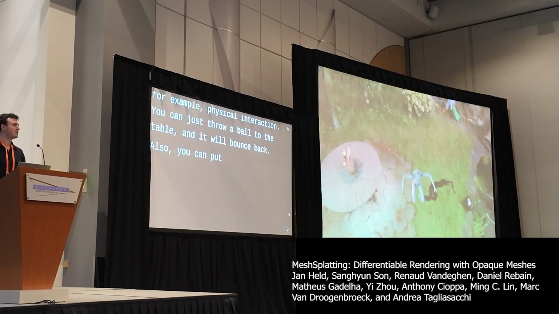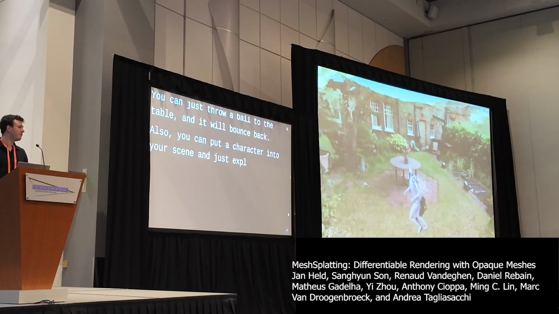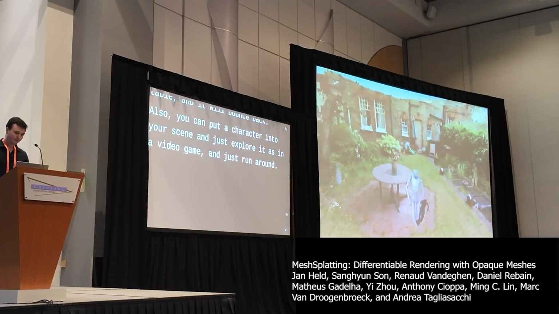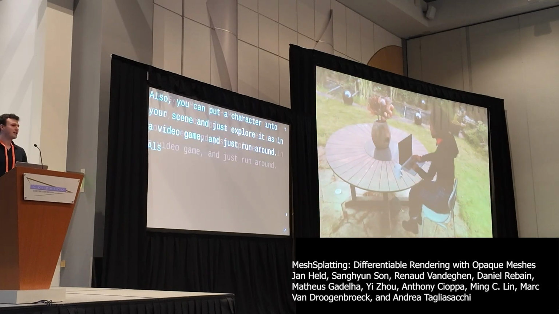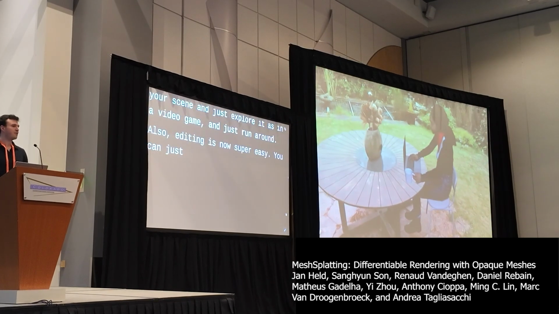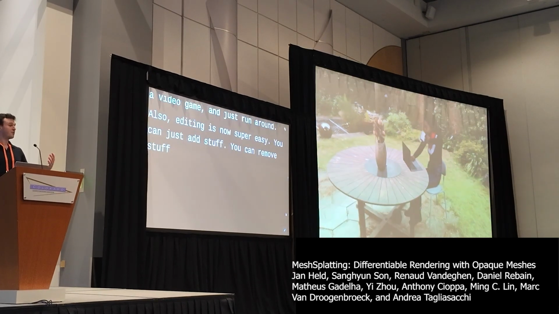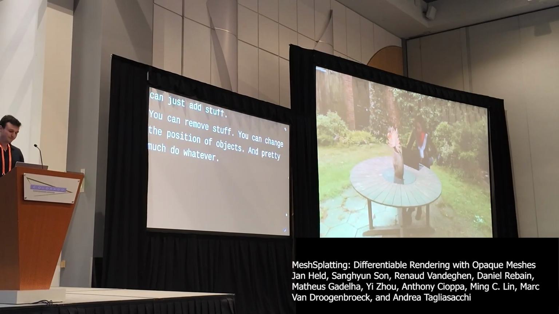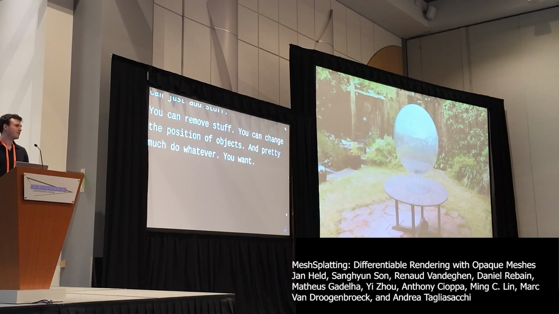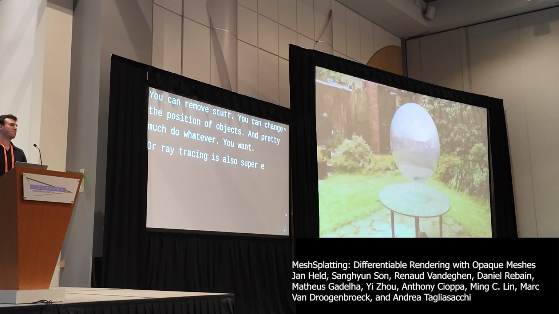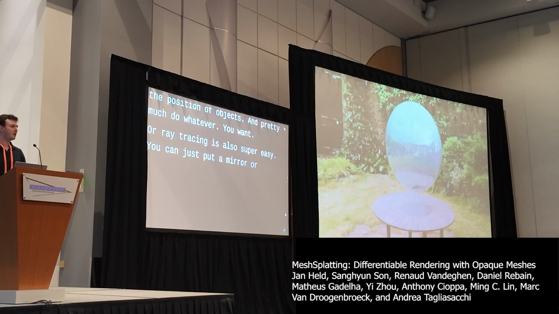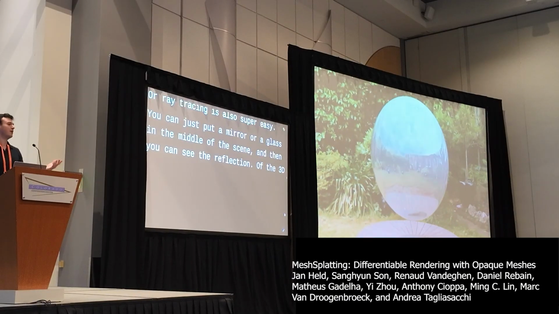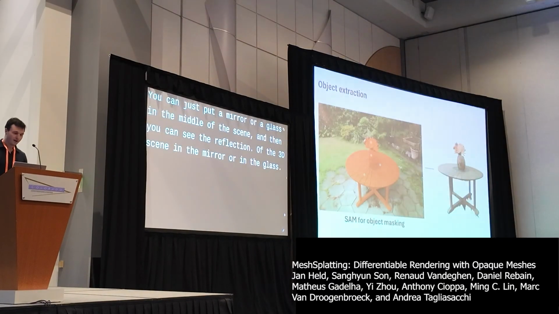Also, you can put a character into the scene, explore it as in a video game, and just run around. Editing is now super easy. You can add stuff, remove stuff, change the position of objects, and pretty much do whatever you want. Ray tracing is also super easy. You can just put a mirror or glass in the middle of the scene, and then you can see the reflection of the 3D scene in the mirror or in the glass.